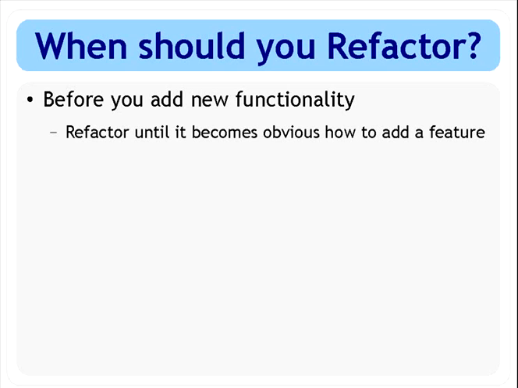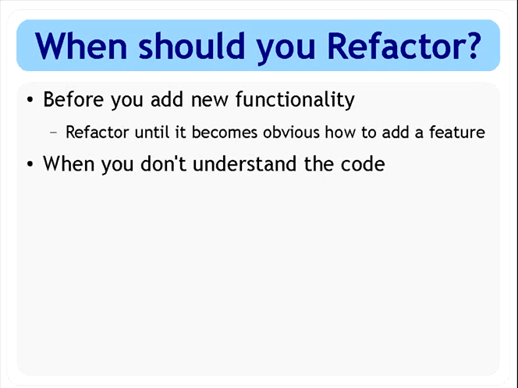If you're not sure how to add a new feature to your software, then refactor the software using those steps I'll start to present you in a minute, and you will at a certain point suddenly see, oh, that's how I can add the feature, there it is. And I couldn't have done that before without refactoring. When you don't understand the code, well, you probably have heard about the collective code ownership thing.